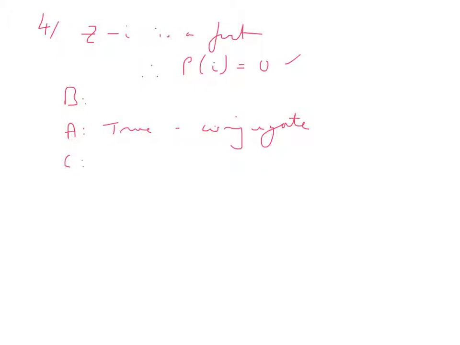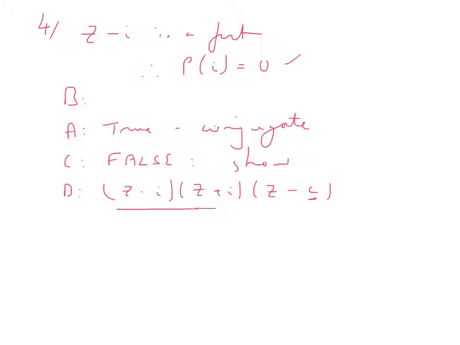C states that there are no real roots. Well, everything's real. You've got two complex factors, so there must be a real root. So C is false. You could actually show what the solution was. D is true because they're linear factors, and that's z minus i, z plus i, and z minus the real number. And E is true as well because we've just shown that there are two complex conjugates.